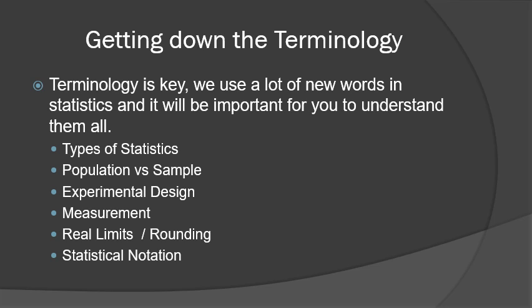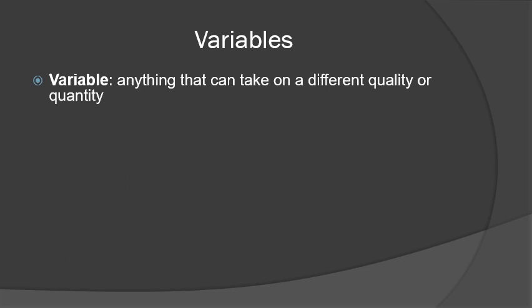There is a lot of terminology we use in stats. Hopefully all of you have seen this stuff before, but let's go through these. We're going to look at different types of statistics. We're going to look at population versus sample, experimental design, measurement, limits, rounding, statistical notation, the basic stuff, kind of giving an overview of what we're going to do starting next week.